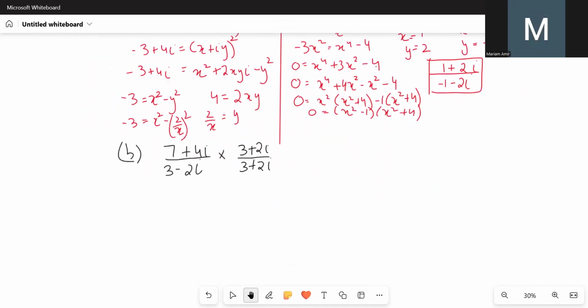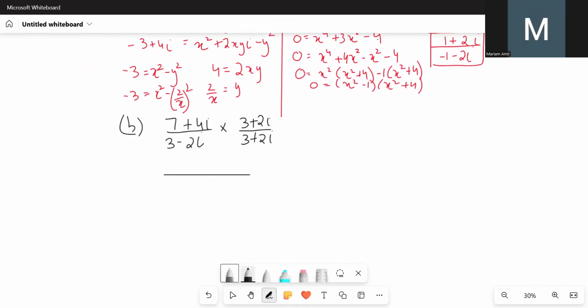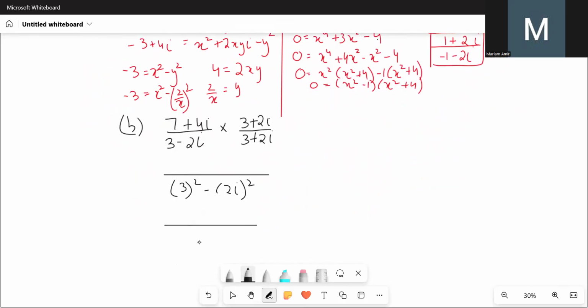In the denominator, we're going to apply a squared minus b squared, which will become 9 minus 4 iota squared. So that's 9 plus 4, which is 13. Show your working on the side somewhere because there are marks for that. So on the side, you can write 9 minus 4 iota squared. And in the numerator, let's multiply them together.